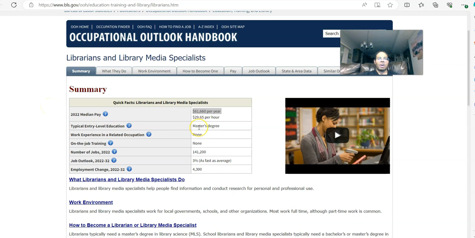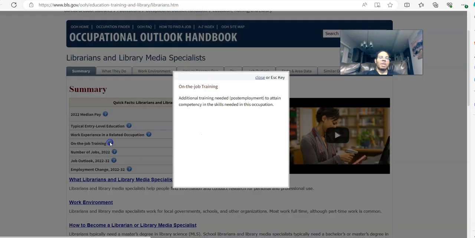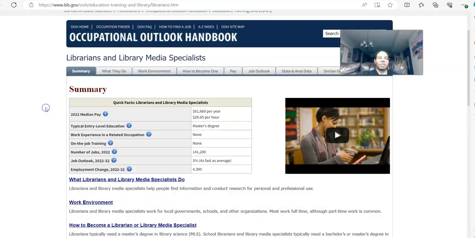Typical entry level education is the master's degree, work experience in another occupation. You don't necessarily need that. On the job training, I don't like that they put none there, because really most of your training within the libraries is going to be you kind of being an understudy, but you'll get a fuller description of what they mean by on the job training by clicking that question mark there.